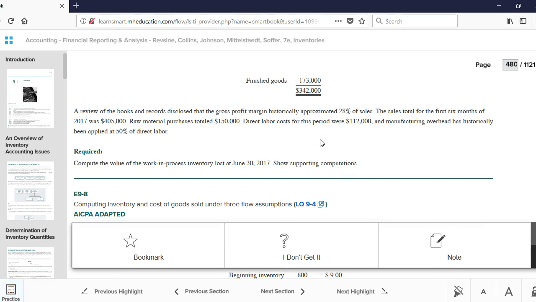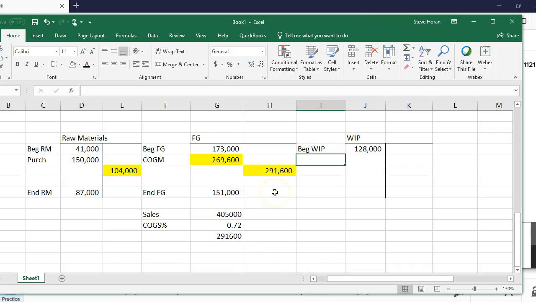So we have direct labor here of 112. We'll transfer in the raw materials, we'll come back to that. We also have to calculate overhead. They said overhead is 50% of direct labor, which is 50% times the 112. So let's go ahead and do that. So direct material, we computed that one. That is the number right here.